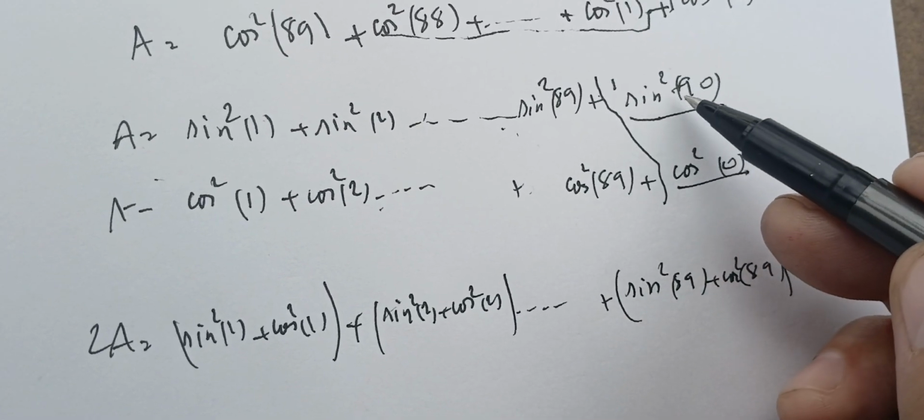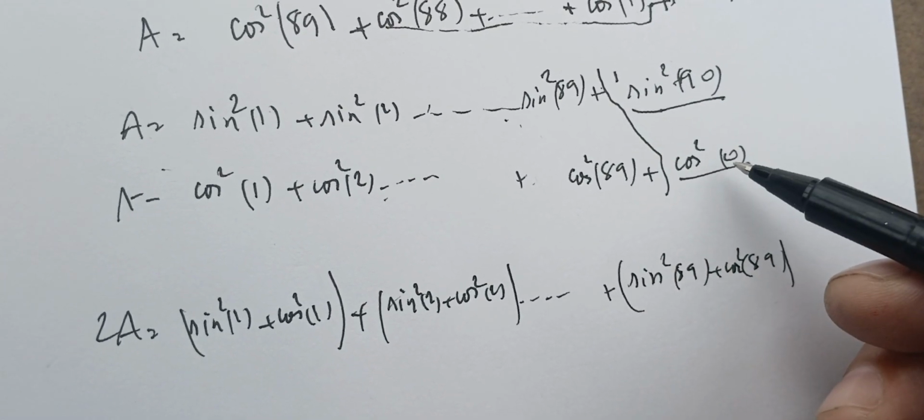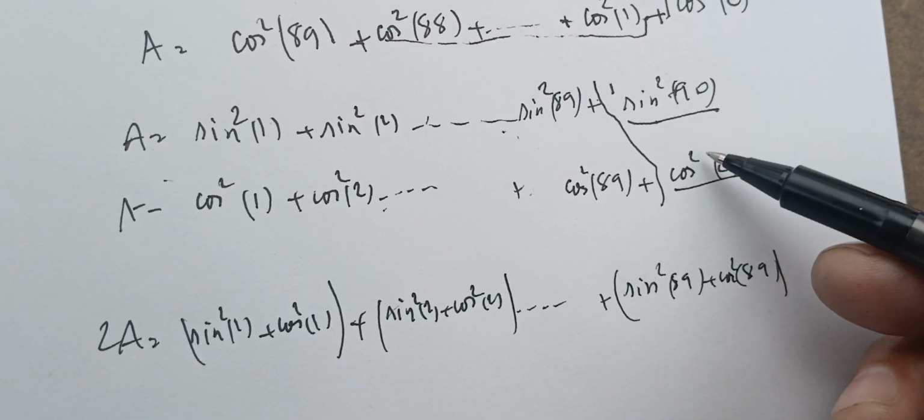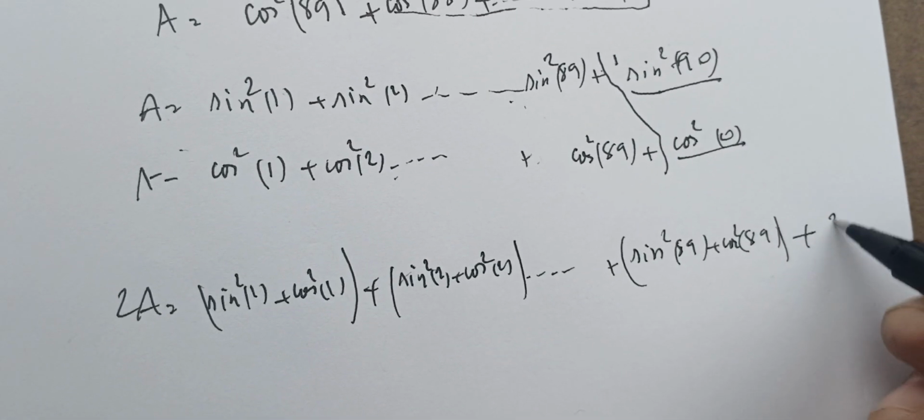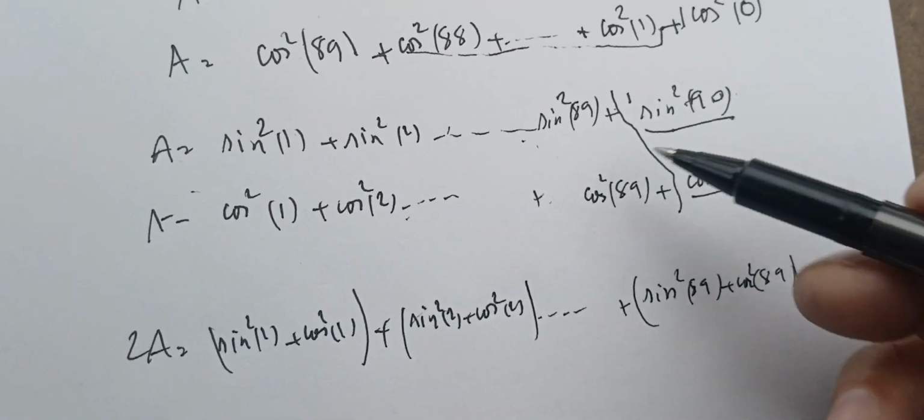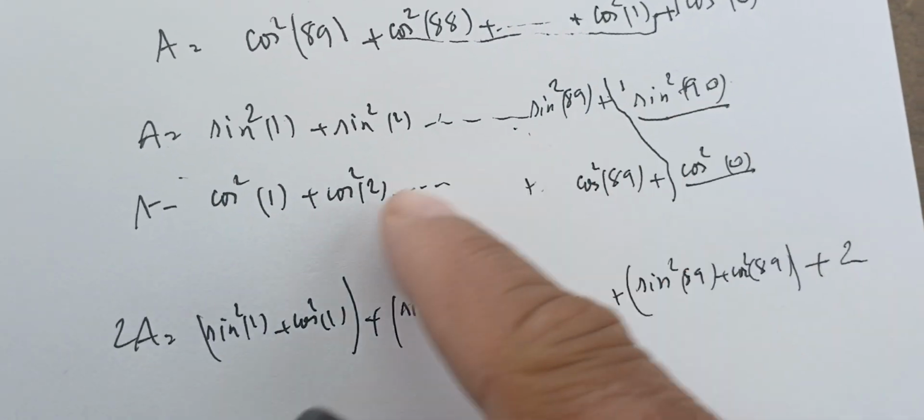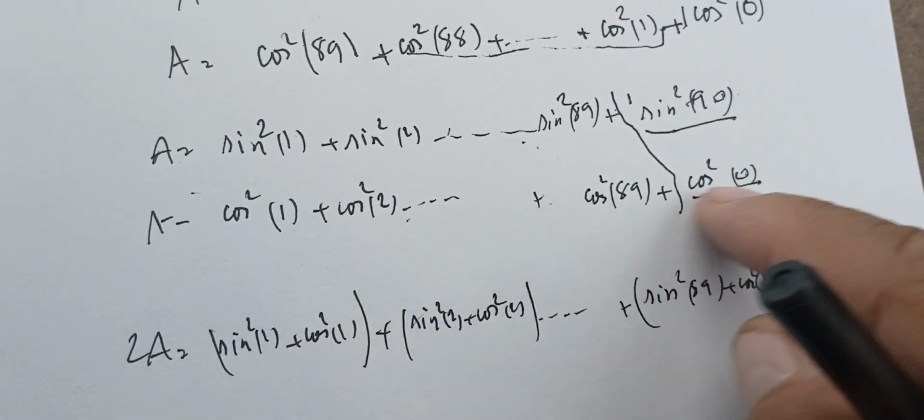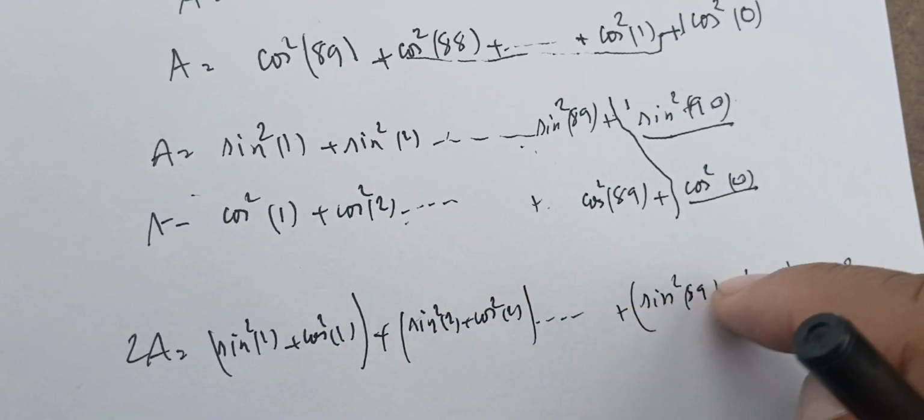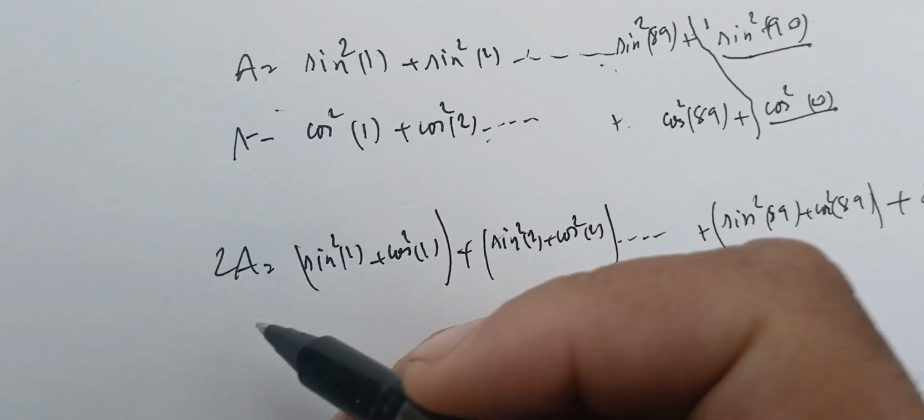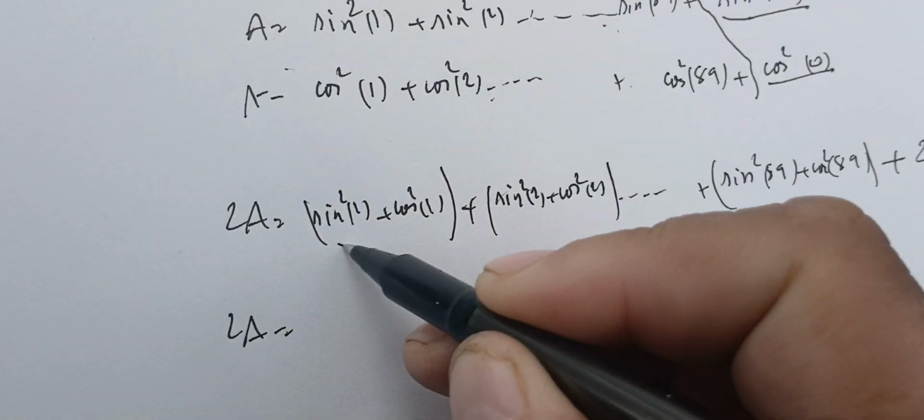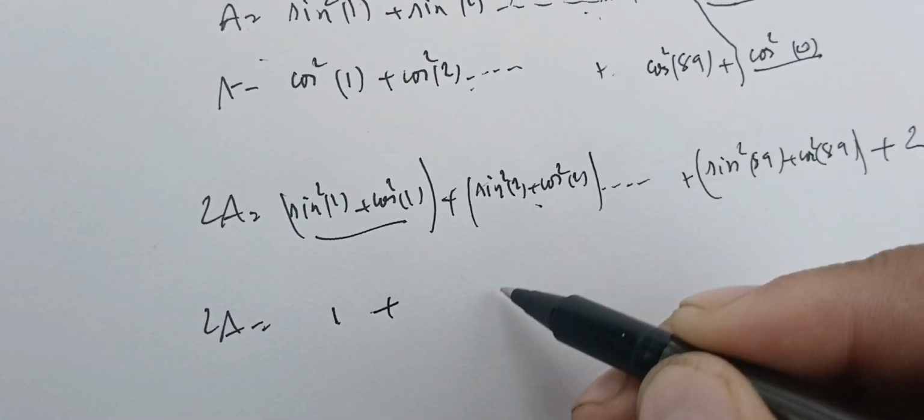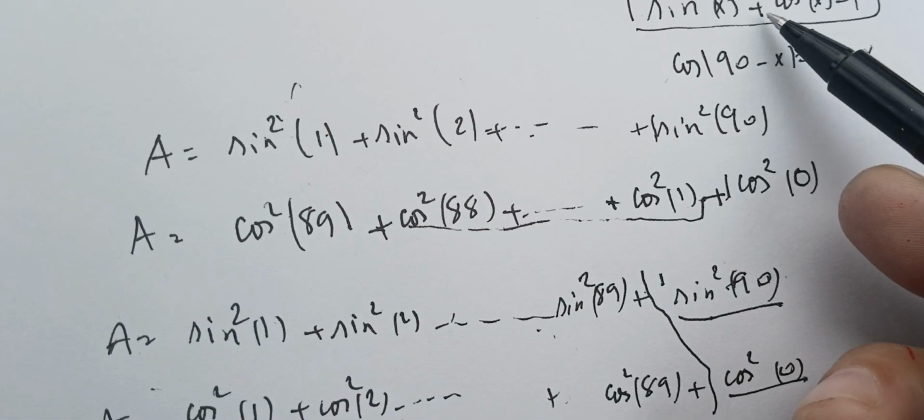Now I add the last two. The sine of 90 is 1 and the cosine of 0 is 1, therefore this is 1 plus 1, which is 2. This is special. Always when you have these sums, you will have some special numbers, so you have to be careful. Now I have this sum: 2a is, what's this one? 1. What's this one here? 1. I'm using the first fact here.